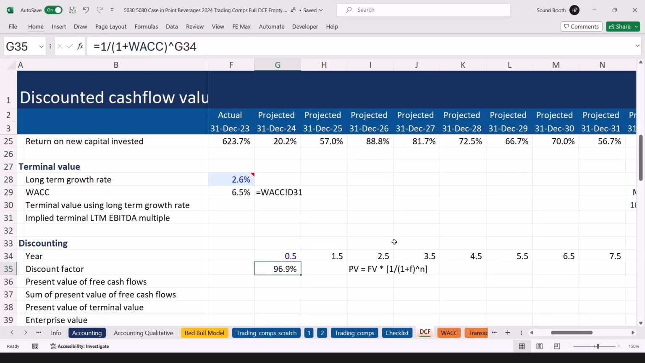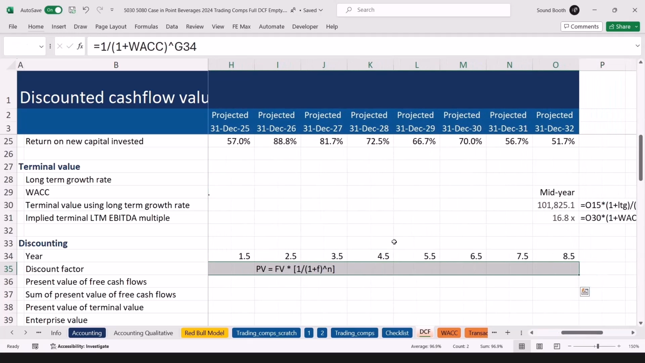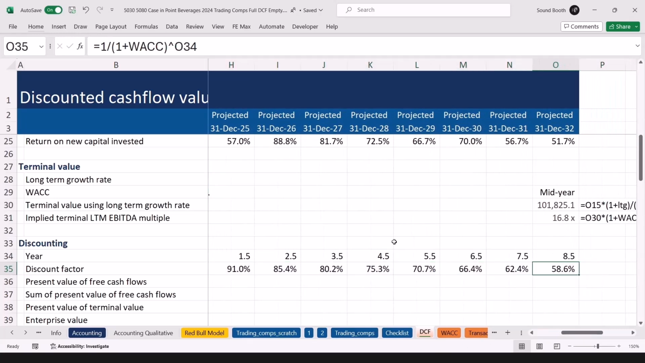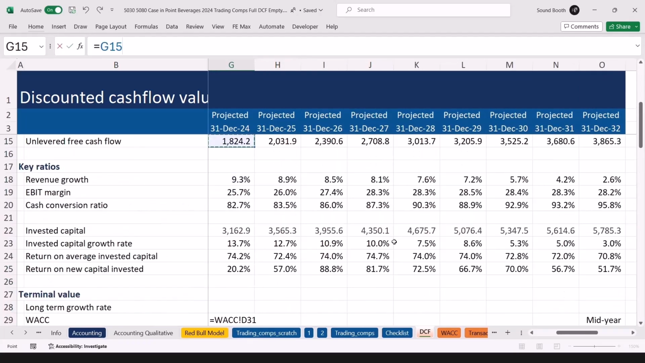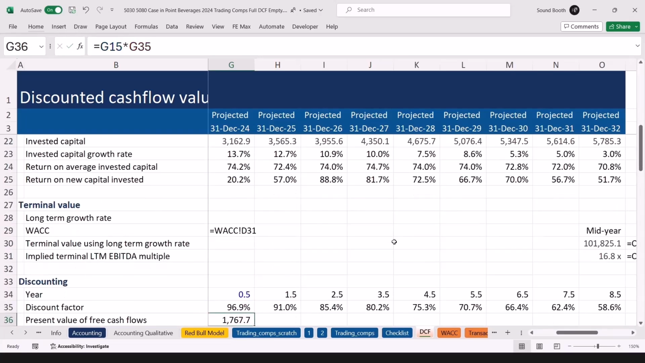And that essentially means that each dollar received, in this case on June 30th, 2024, is worth 96.9 cents at the beginning of 2024. So you will see that percentage decrease over the forecast period. And each dollar received on June 30 in 2032 is worth 58.6 cents in today's money. So this allows us then to calculate the present value of the free cash flows by taking our free cash flow at the top multiplied by the discount factor. And I can copy that right.